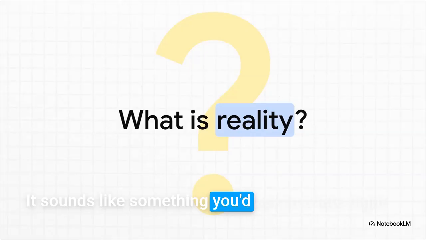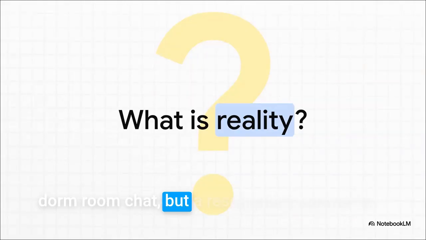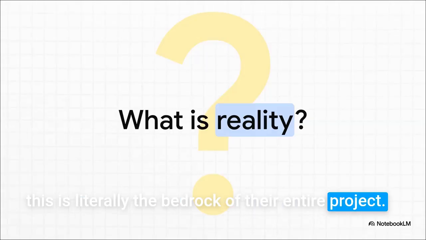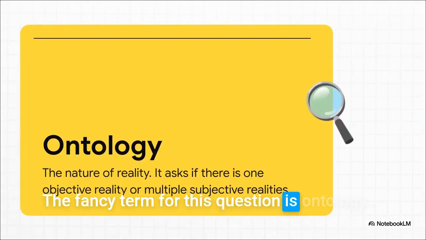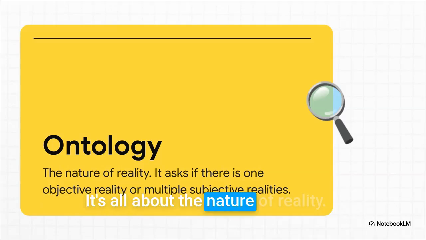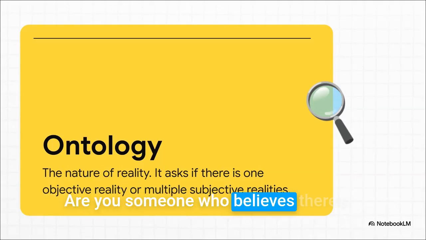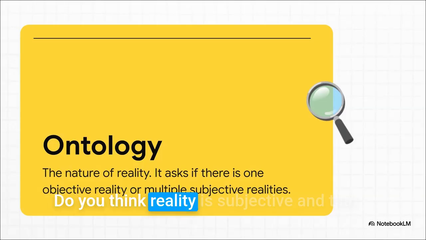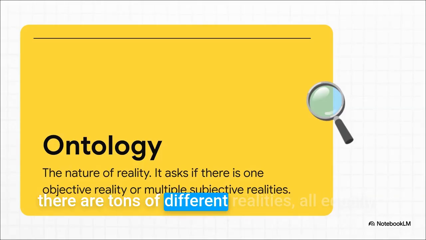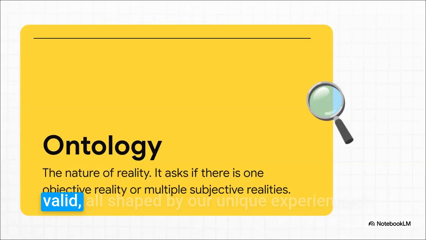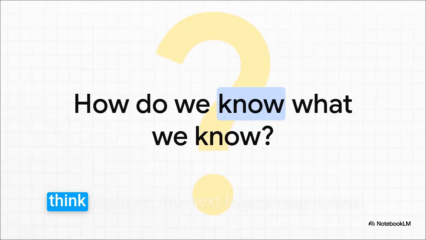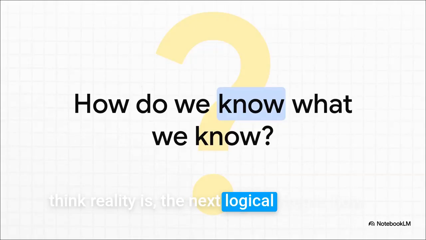It sounds like something you'd ask in a late-night dorm room chat, but a researcher's answer to this is literally the bedrock of their entire project. The fancy term for this question is ontology. It's all about the nature of reality. Are you someone who believes there's one single, measurable, objective truth out there waiting to be discovered? Or do you think reality is subjective and that there are tons of different realities, all equally valid, all shaped by our unique experiences?